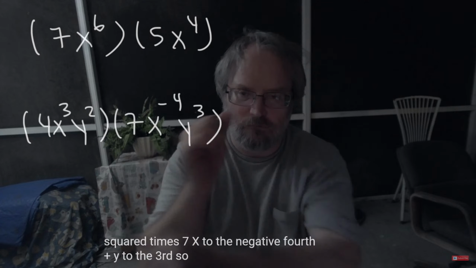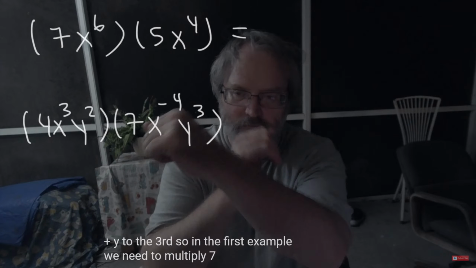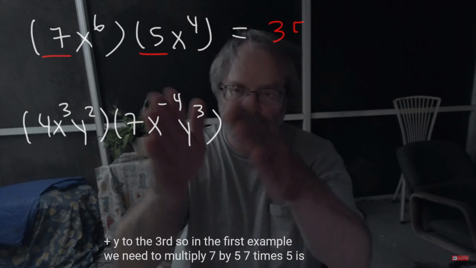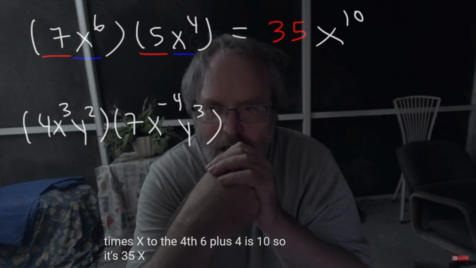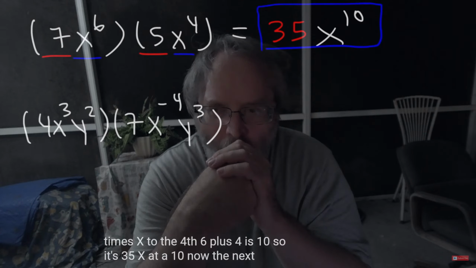So in the first example, we need to multiply 7 by 5. 7 times 5 is 35. And then we got to multiply x to the 6th times x to the 4th. 6 plus 4 is 10. So it's 35 x to the 10. Now in the next example, we got to multiply 4 by 7, which is 28.